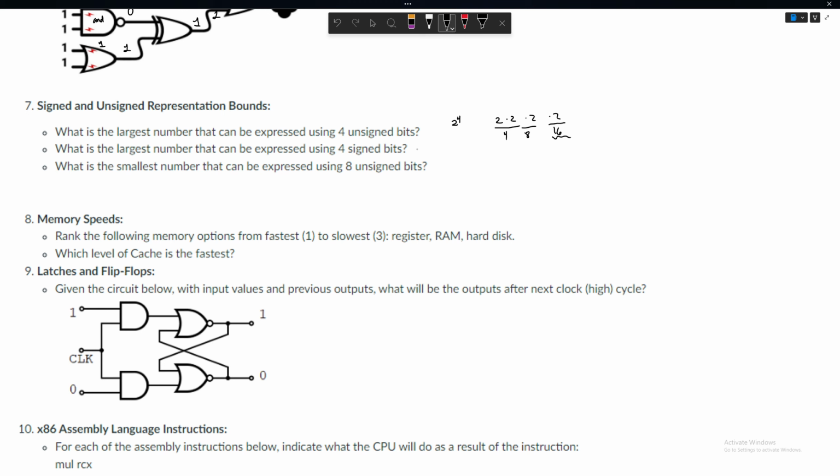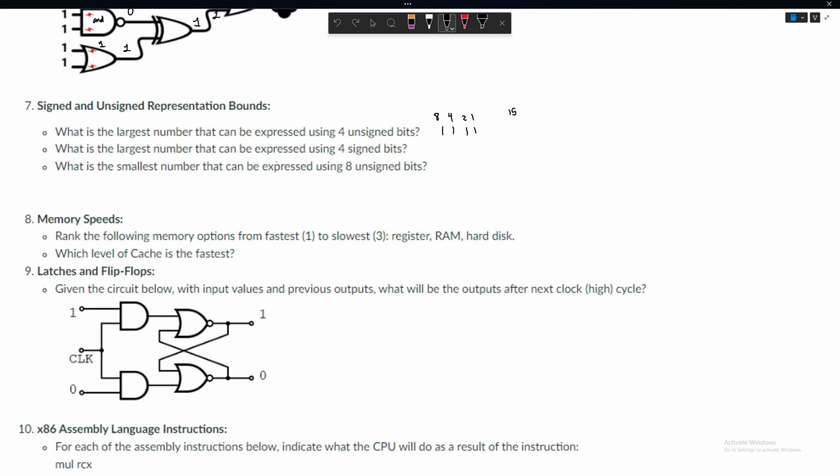But that doesn't make sense. Because if you're using 4 unsigned bits, that's 1, 1, 1, 1, which is 8, 4, 2, 1, and that's what? That's 16, right? Am I tripping? This is supposed to be 15. 8 plus 7, yeah, that's 15. Yeah, so this is the largest number you can express in 4 bits.